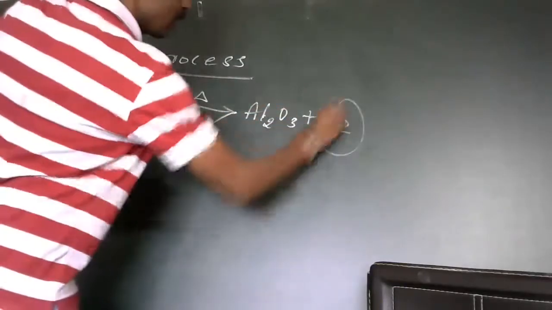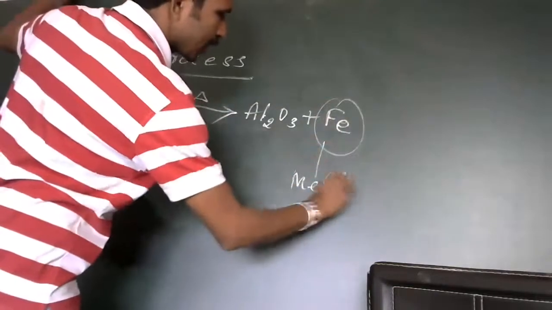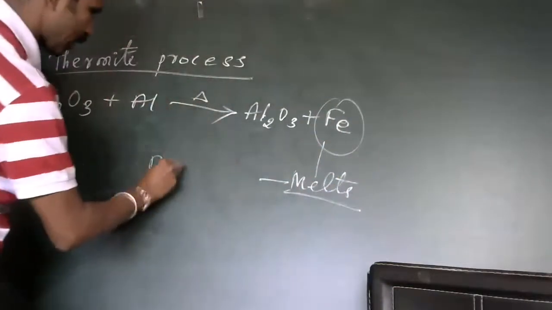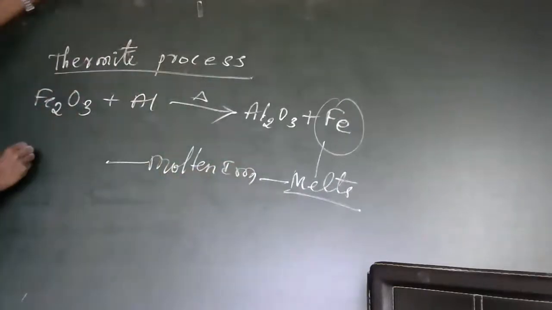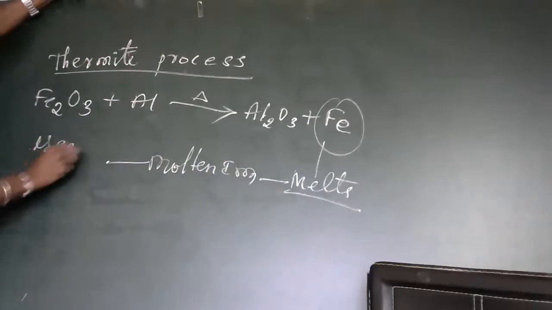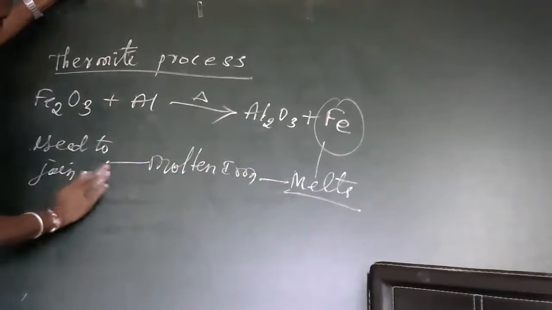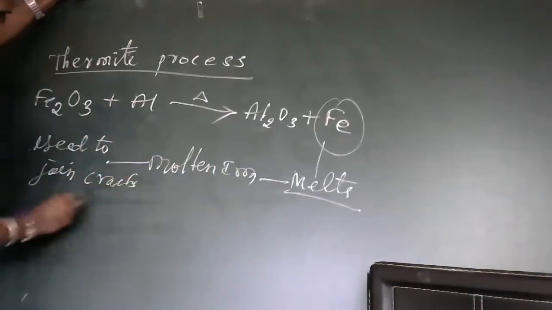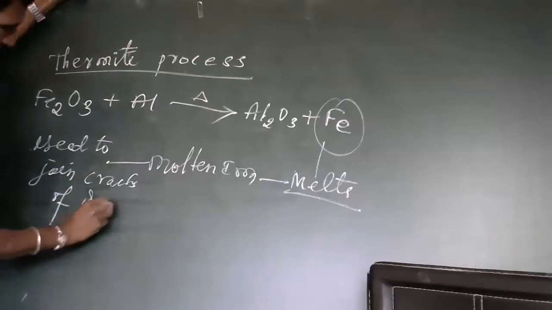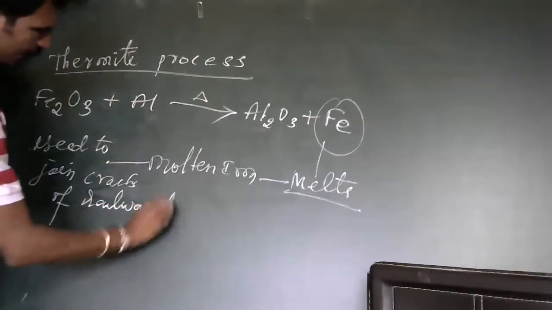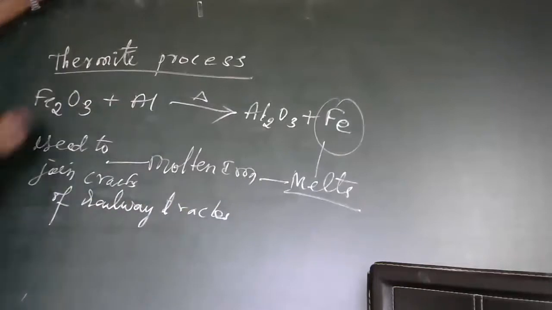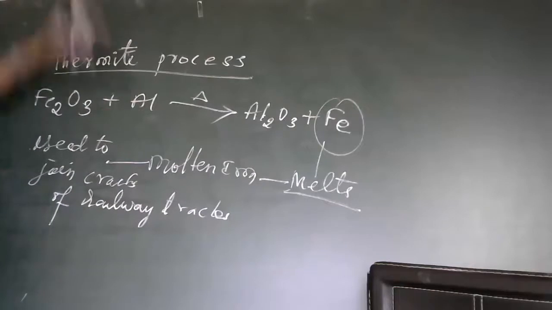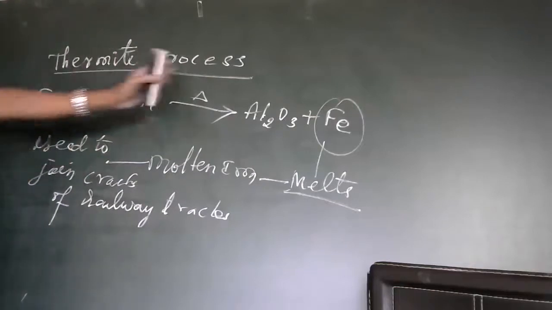Iron here actually melts, and we call it molten iron. This molten iron is used to join the tracks, railway tracks. So Fe2O3 plus aluminum, this reaction happens. This reaction is called the thermite process.